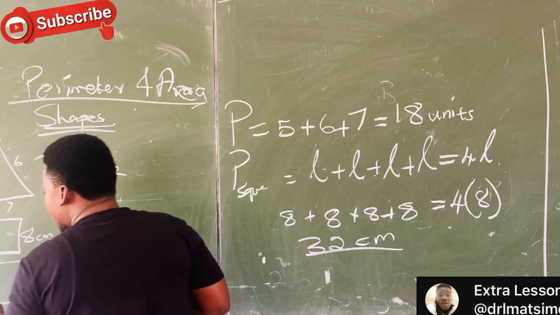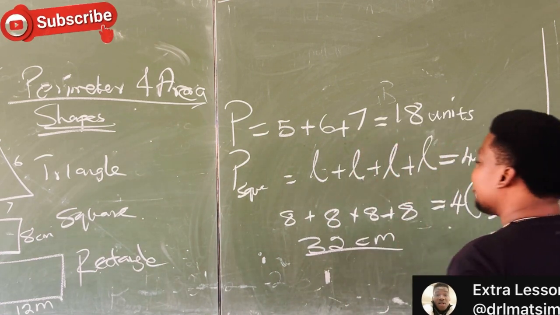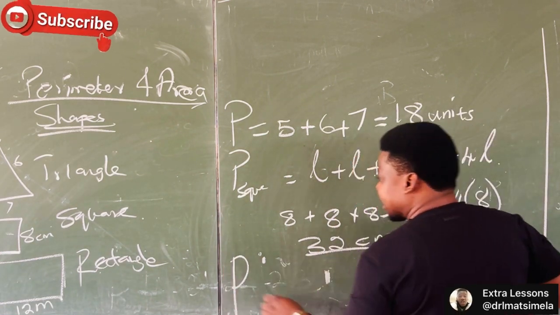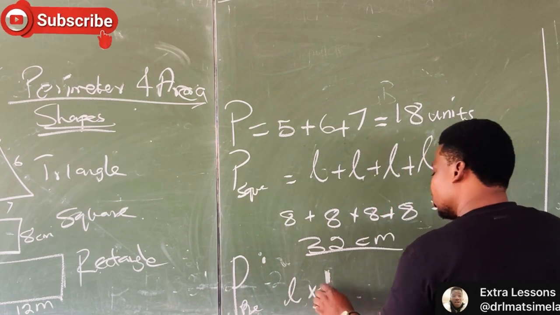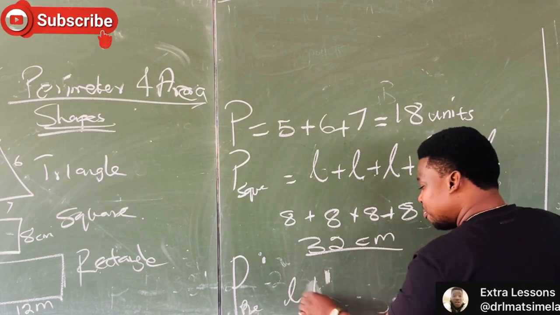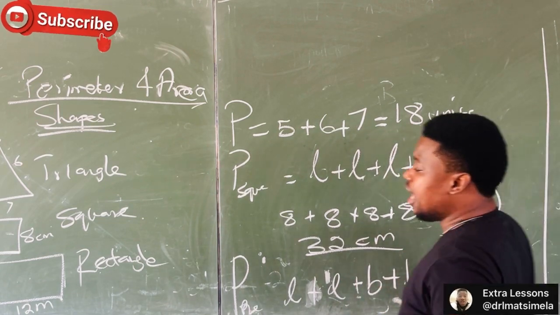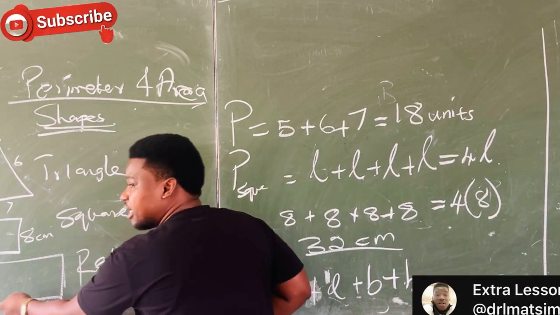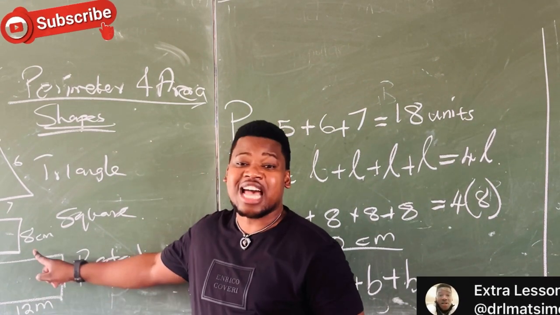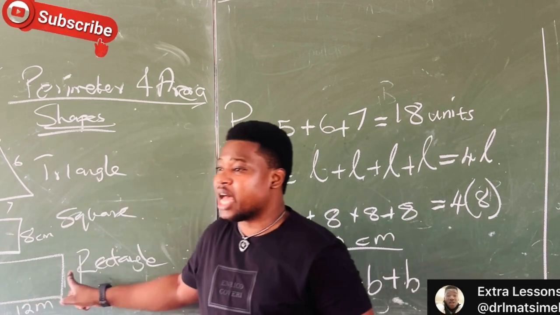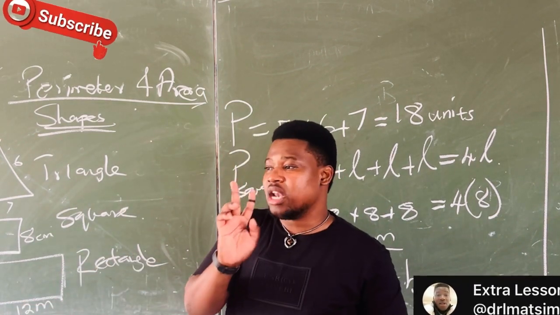Now if we go to find the perimeter of a rectangle, here is 8 meter and here is 12 meter. The perimeter of a rectangle is equal to length plus breadth plus length plus breadth. Where is length? Length is the longest side. Remember, in a rectangle, two opposite sides are equal. So the pairs of opposite sides are equal in a rectangle.